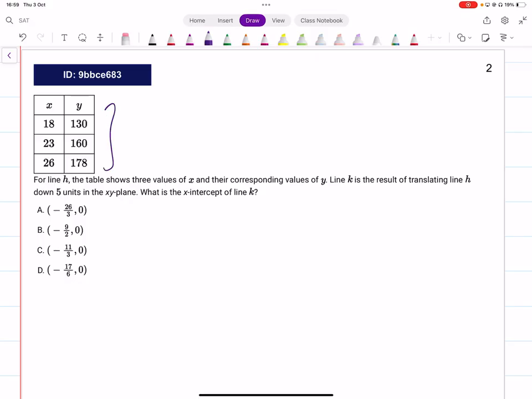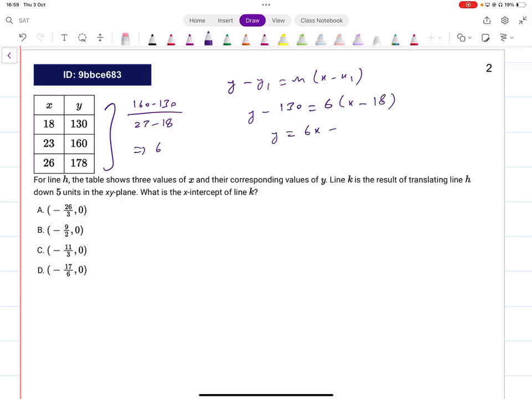We have this one line given. Can we write down the equation of this line? What's the equation of this line? y minus y1 equals m into x minus x1, right? What's the equation going to be? Find the gradient. 160 minus 130 divided by 23 minus 18. The gradient is 30 over 5, that is 6. So y minus y1, let's say that's 130, equals 6 into x minus 18. That's the equation that we have.